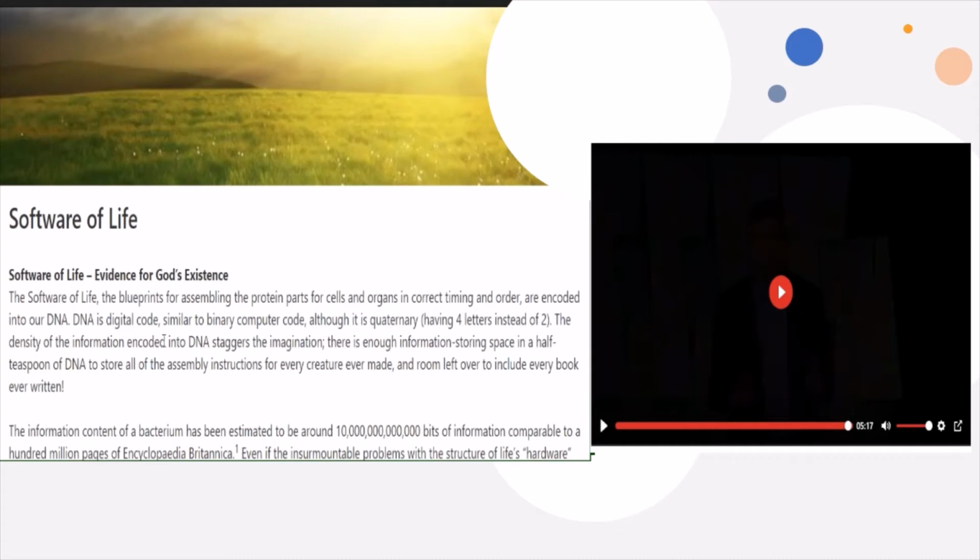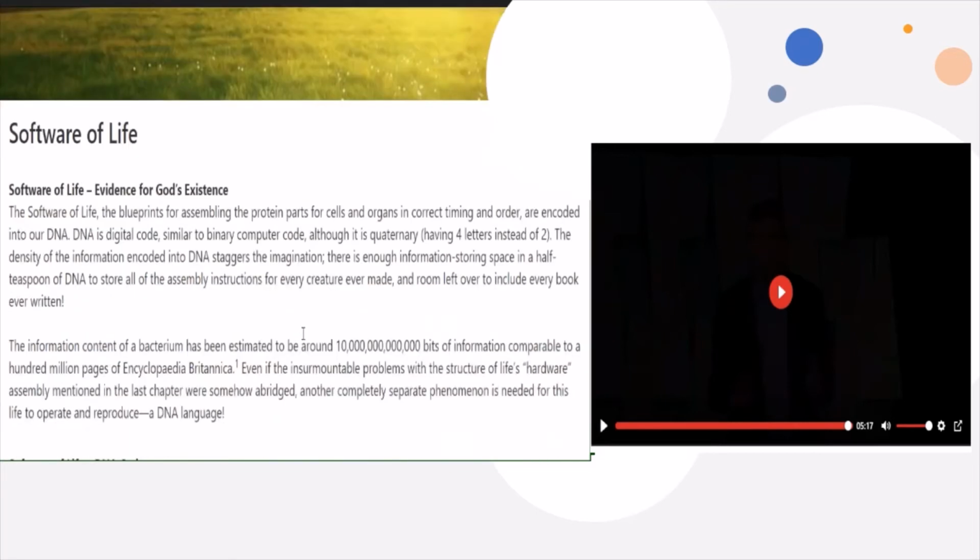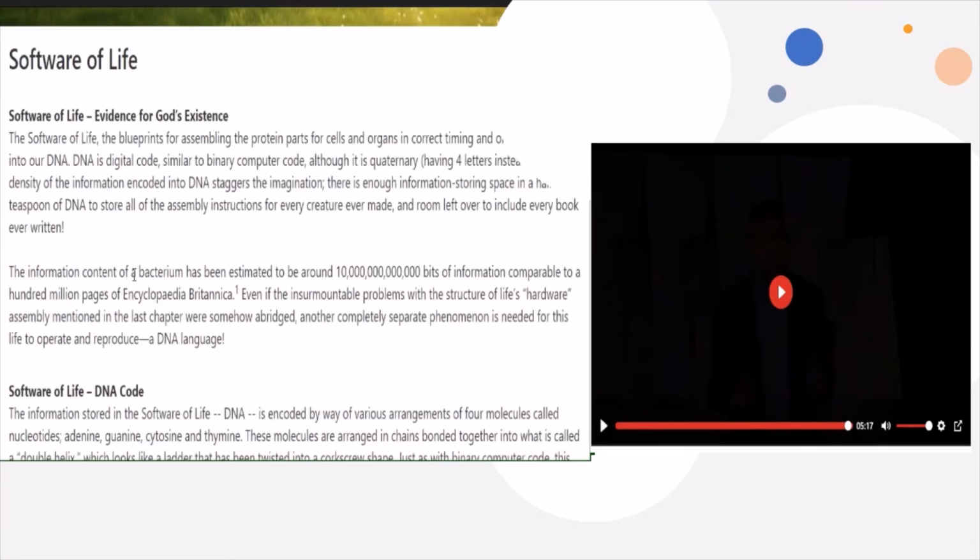The density of the information encoded into DNA staggers the imagination. There is enough information stored in space in a half teaspoon of DNA to store all of the assembly instructions for every creature ever made, and room left over to include every book ever written. The information content of a bacterium has been estimated to be around 10 billion bits of information, comparable to 100 million pages of Encyclopedia Britannica.